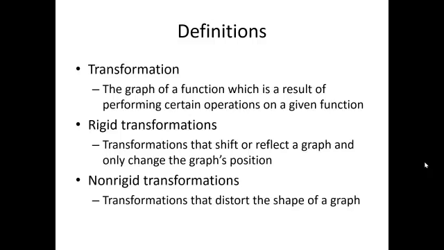We also have non-rigid transformations. These are transformations that distort the shape of a graph. You can think of this kind of like stretching a rubber band, or if our graph was made of something that was flexible, then we could stretch the graph out either in the horizontal or vertical direction.